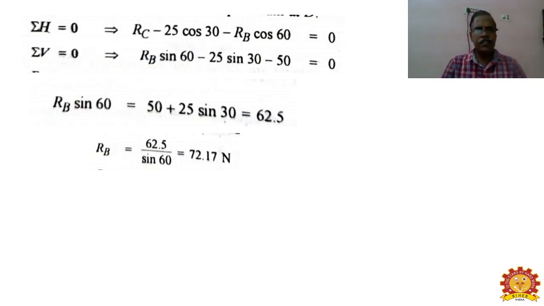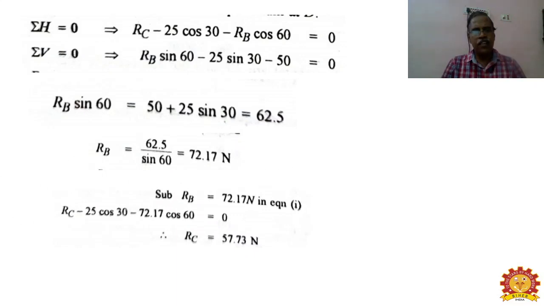And next, let us move to the other values. The remaining things you have to find out are the values of RC. Substituting this RB value in equation 1, we can directly find the value of RC as RC is equal to 57.73. Right? It's very simple, and by this method you can find all the unknown values and solve this problem. This is the solution for this problem.